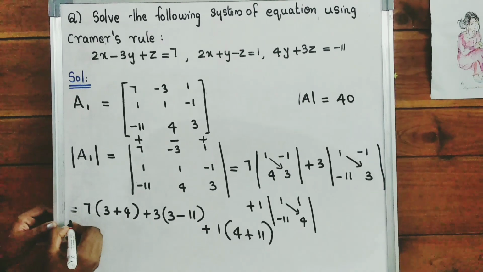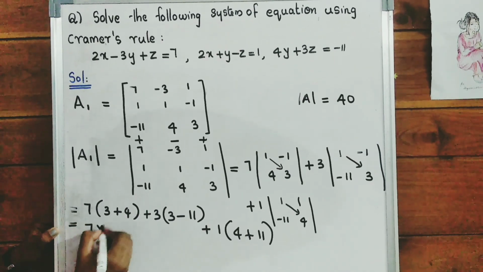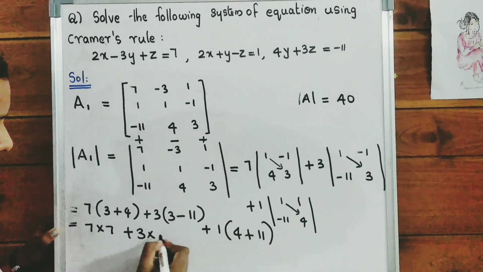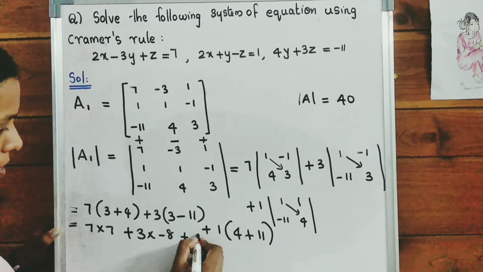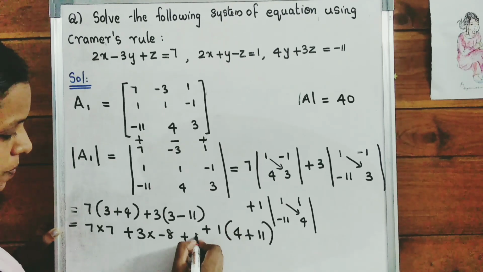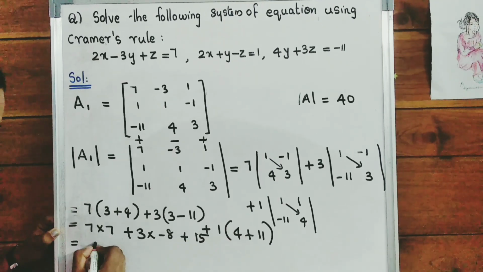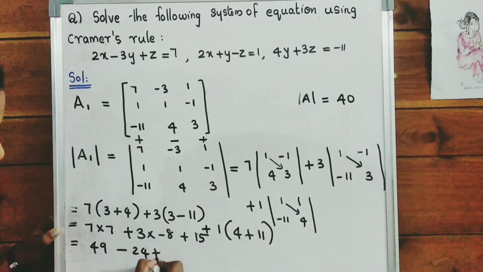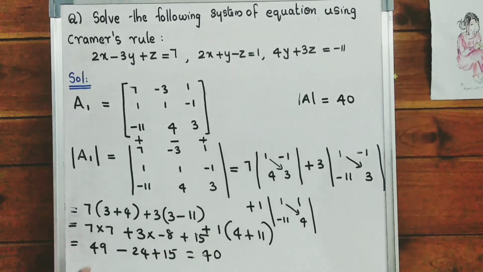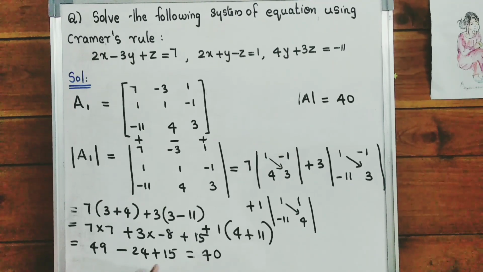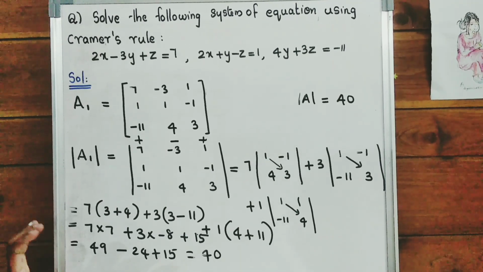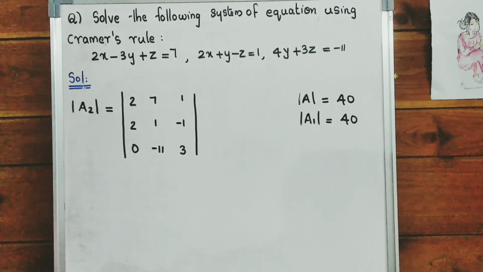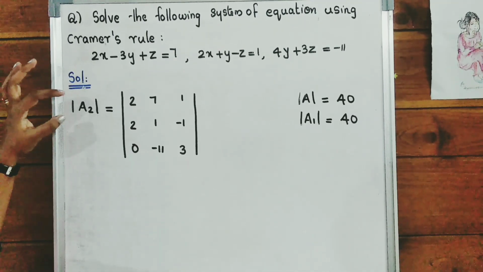Okay, next we write 7 into 3 plus 4 is 7, plus 3 into, here 3 minus 11 is minus 8, plus 4 plus 11, that is 15. We write 49 minus 24 plus 15, that is equal to 40. Now we get determinant A1 is equal to 40. Clear? Next we consider matrix A2, then find determinant A2.